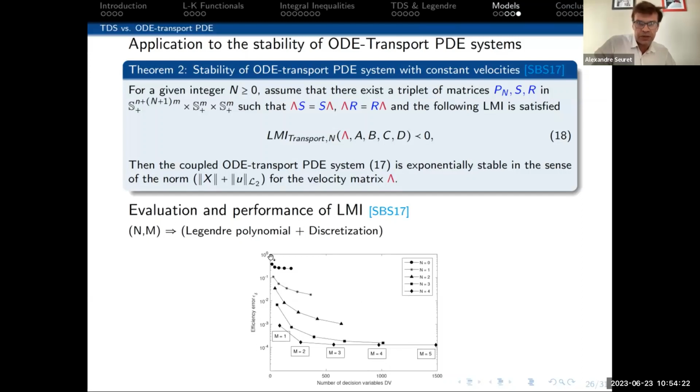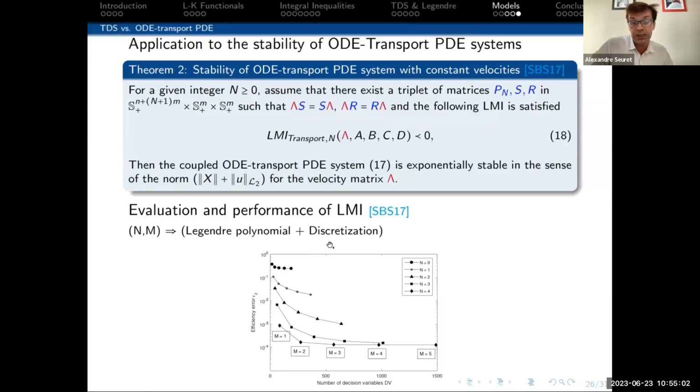And each curve represents the value of different n. So you have n equal to 0 and n equal to 4 here. And the other plots correspond to the case where you increase the number of discretizations in the sense that I presented before. What you can see here is that when you apply the Lyapunov, the Legendre method and Bessel inequality, you go much faster to the desired efficiency, to the desired value, and with a very low cost in terms of decision variables.